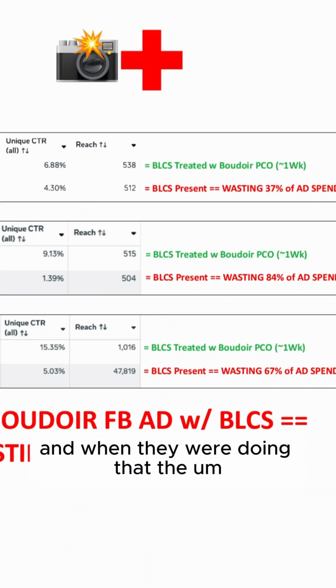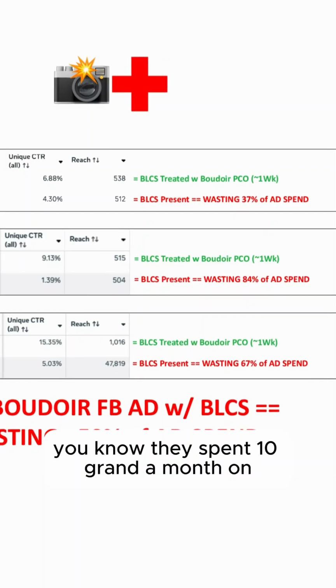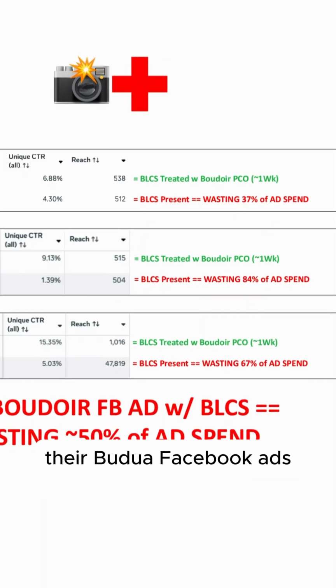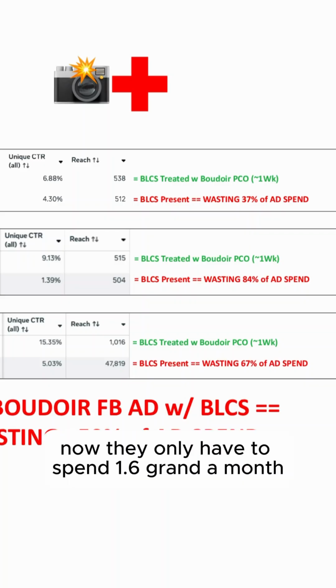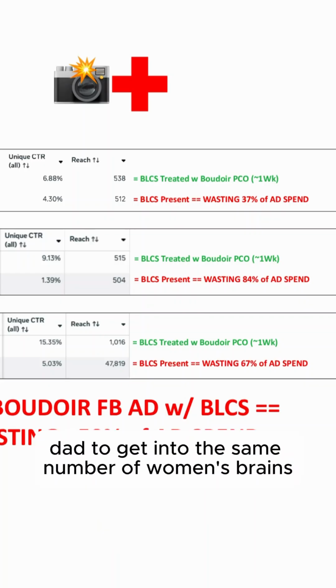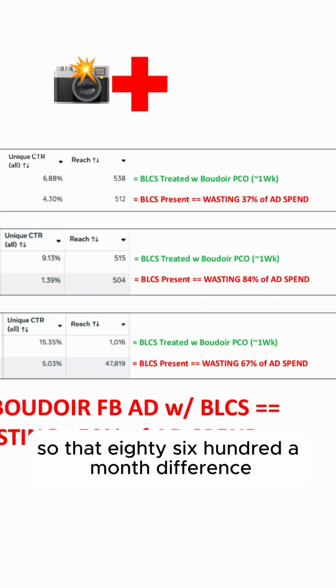And when they were doing that, if they spend 10 grand a month on their Boudoir Facebook ads, now they only have to spend 1.6 grand a month on the Boudoir Pico Treat ad to get into the same number of women's brains. So that 8,600 a month difference, they no longer have to spend it.